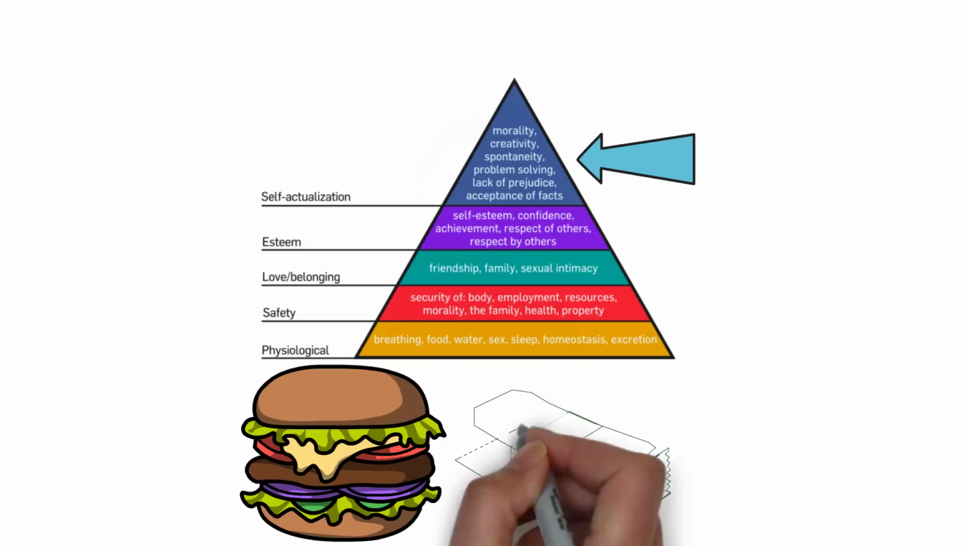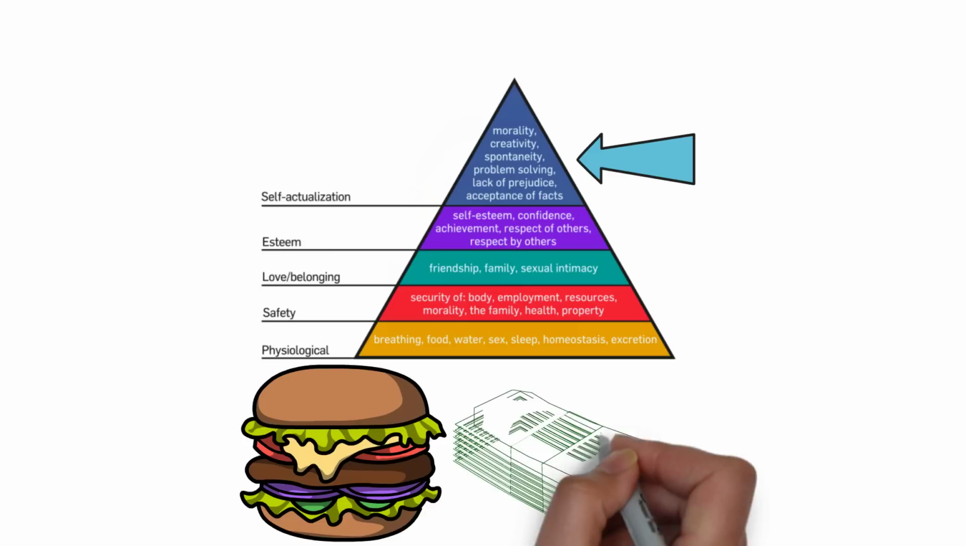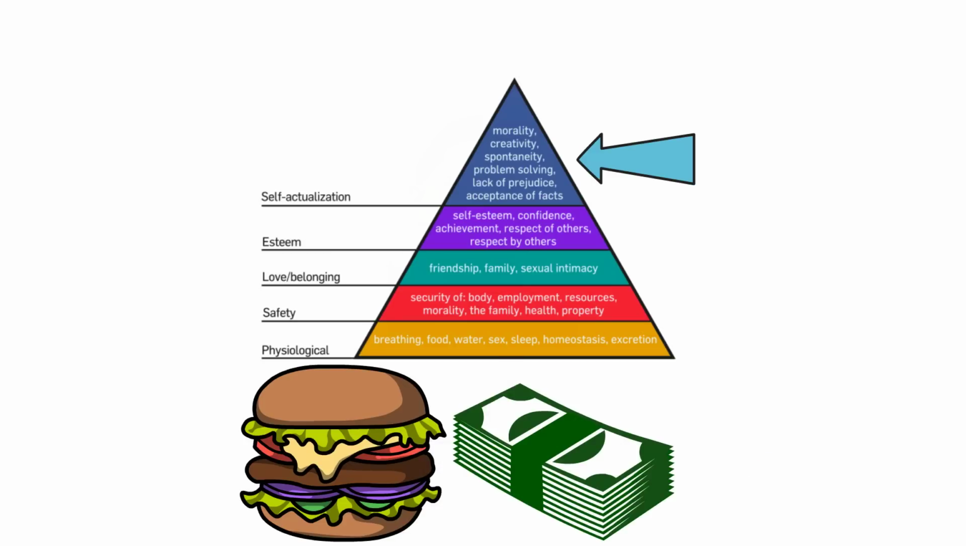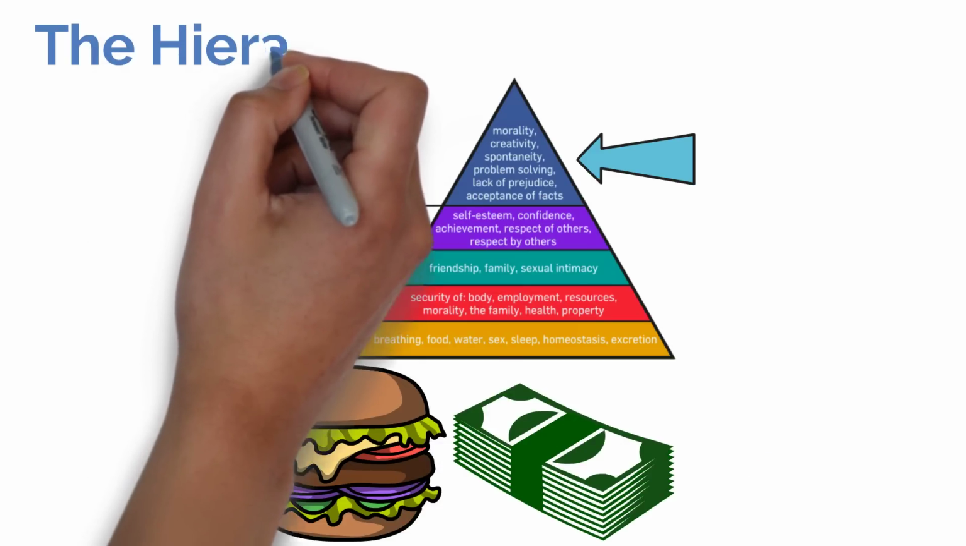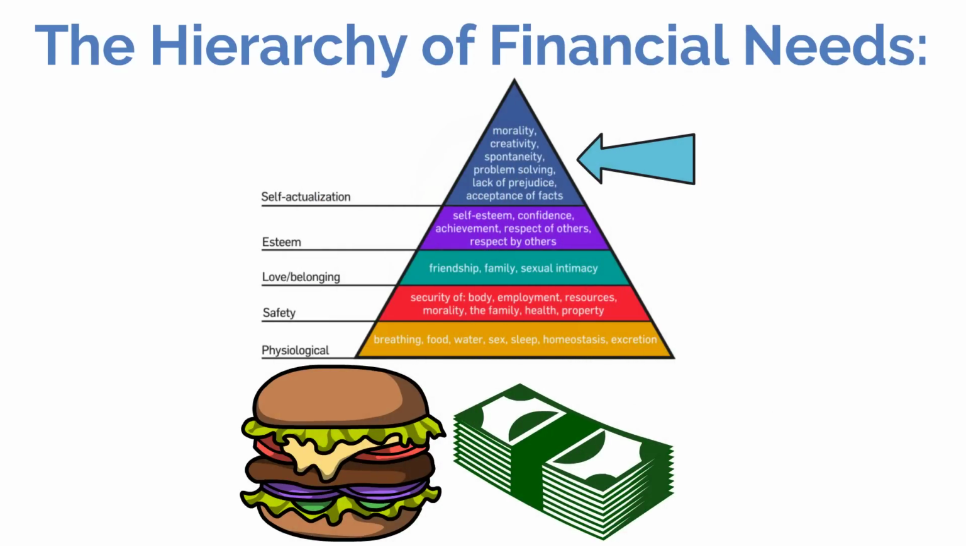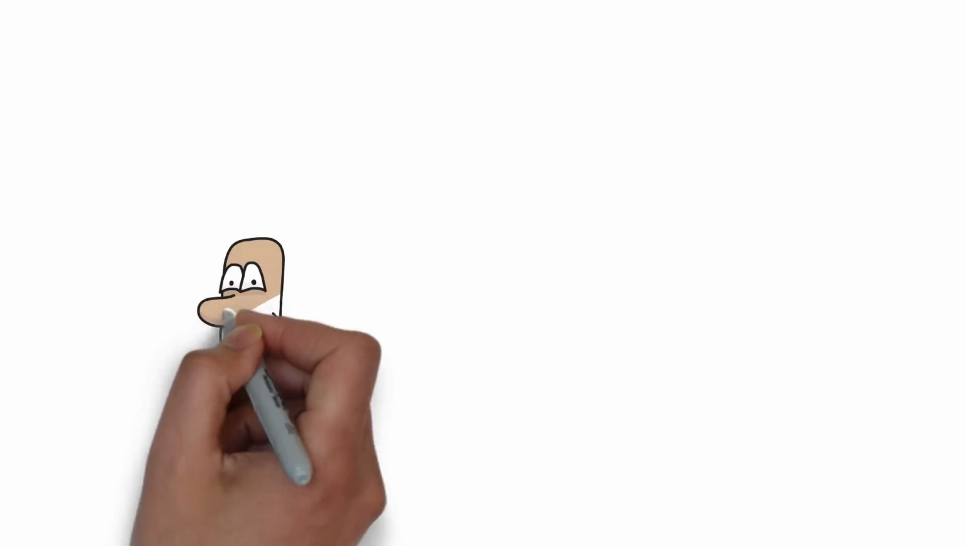The interesting thing is that this idea can easily be applied to our financial needs as well, and the insights we gain from examining our financial motivations through this kind of lens can be quite beneficial to us in certain circumstances. So that's what we're going to be doing today. Let's take a look at the hierarchy of financial needs and discuss how it can help us better navigate our financial lives.